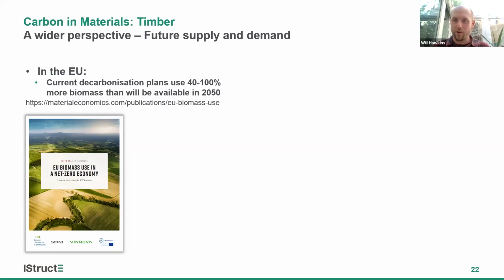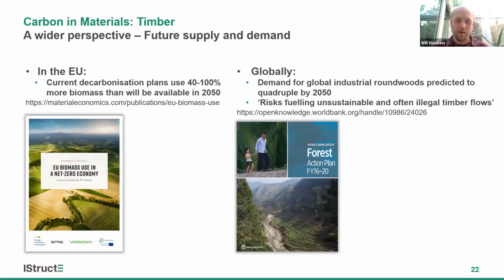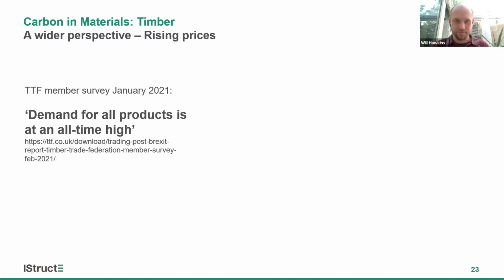So there is a worry there that we're not going to be able to sustainably supply all of the timber that we need based on our 2050 carbon commitments, which include more timber in construction and which also include more fuel for biomass. On a global level, the World Bank have come to a similar conclusion. They predict that demand for global industrial roundwoods will quadruple by 2050. That's going to outstrip supply, and that risks fueling unsustainable and illegal timber flows. So there is widespread concern that we're going to be using more timber than is going to be available, despite the fact that we're seeing increases in the amount of forest coverage and forest production in the Northern Hemisphere.